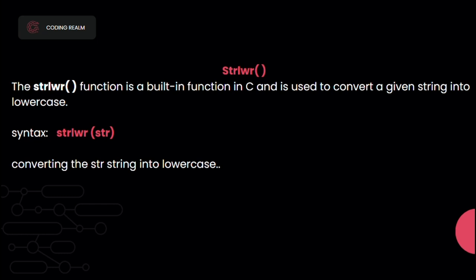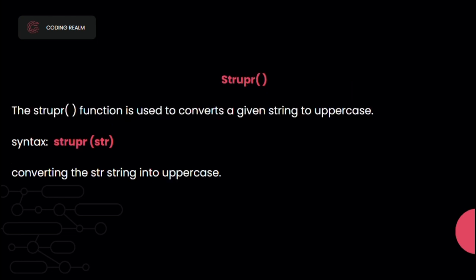strlwr is a built-in function in C and is used to convert a given string into lowercase. The syntax is strlwr(str), where str is the name of the string, converting the string into lowercase. And strupr is a function used to convert a given string to uppercase. The syntax is strupr(str), the name of the string, and it's converting the str string into uppercase.